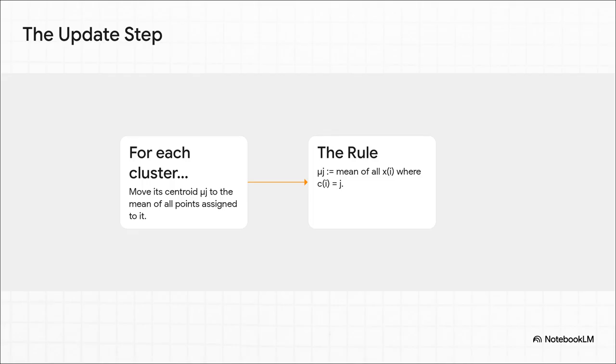Next up is the update step. And this is where it gets really clever. Each of those cluster centers now looks at all the data points that just joined its group, and it calculates their average position. Then it moves itself right to that new spot. It's basically finding the new center of gravity for its little group.